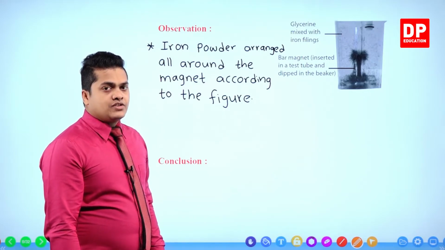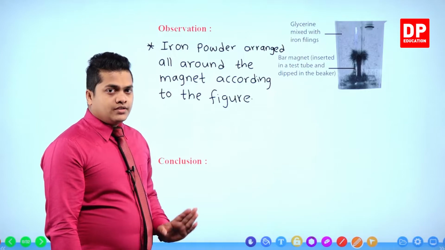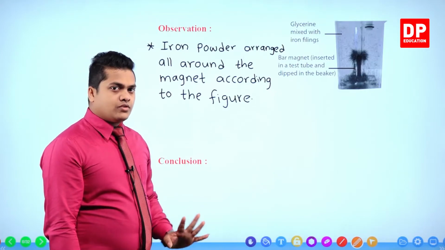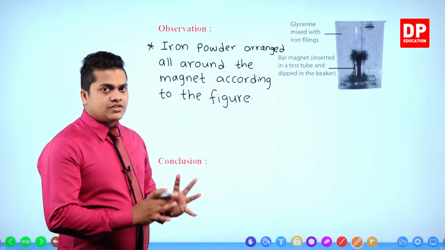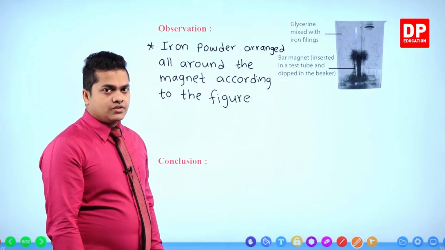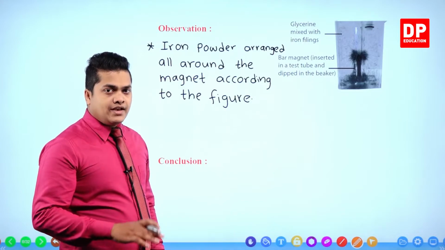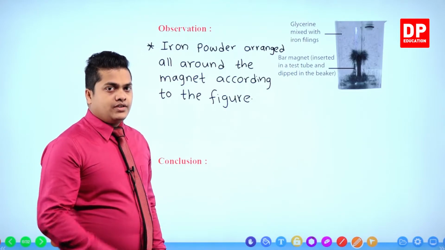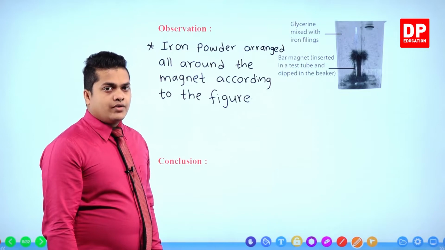So the magnetic field is going to arrange not in a length or breadth wise or two-dimensional array, but in a three-dimensional array in our environment. So the magnetic field is a three-dimensional quantity that we can observe around a magnet.